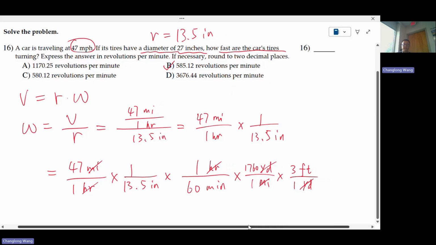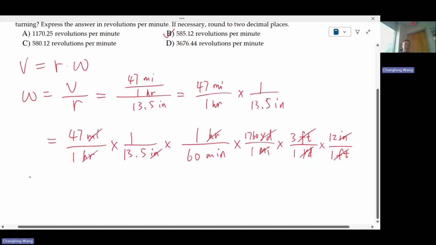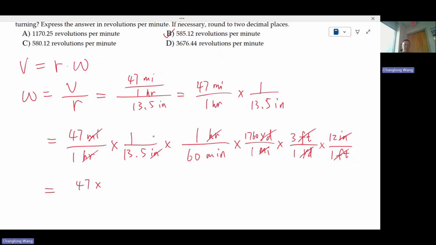Go to the right a little bit. And so now we can go from feet to inches. That's 1 foot corresponding to 12 inches, right? And feet cancel, and also inches cancel. Okay. So now let's get all the numbers multiplied out on the numerator. 47 times, well, we have 2 ones, don't worry about them. 1760 times 3 times 12, all over 13.5 and 60.